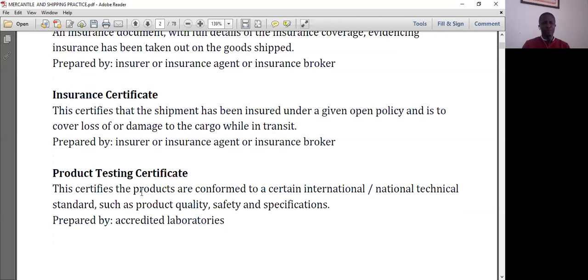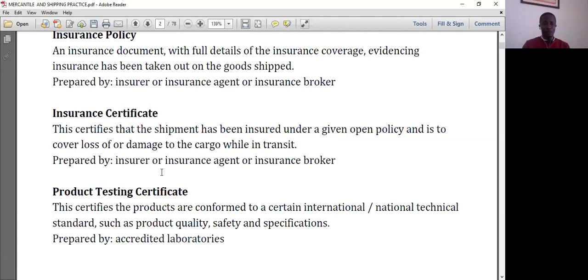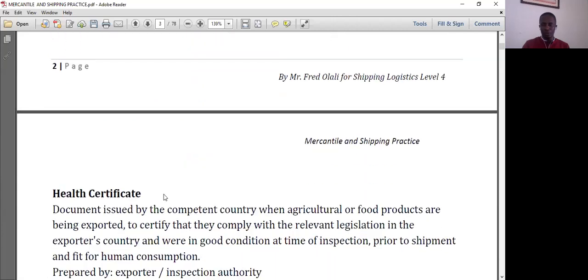Then another document that is important is the product testing certificate. This satisfies that the products conform to certain international or technical standards such as product quality, safety, and specifications. These are prepared by accredited laboratories. Like in Kenya, we have KEBS for quality control. KEBS is the body that is mandated to provide product testing certificates for goods which are imported from international.